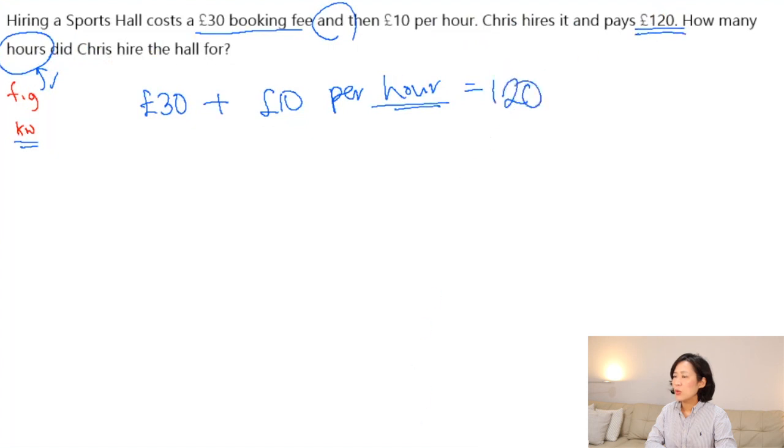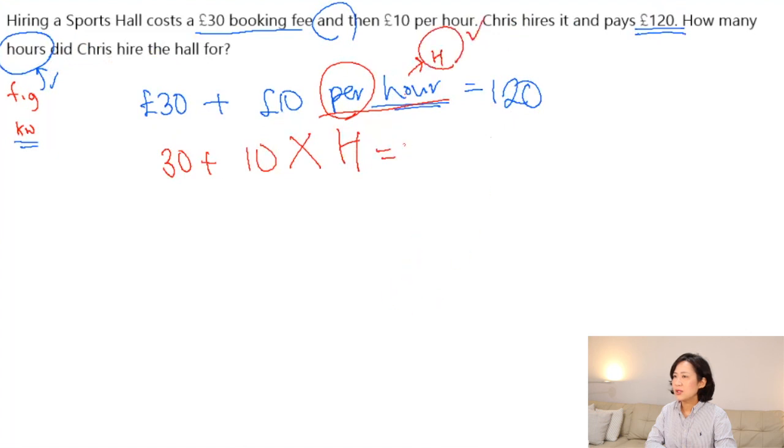So now our total is 120. Then our missing value is 30 plus 10 per hour, which means times, right? Hour can be our unknown value. So then that gives you 120. Now all we need to do is simplify and find our h. 30 plus 10h is 120. So leave 10h. Then 120 take away 30.